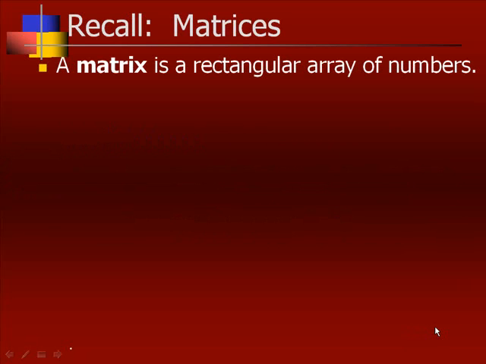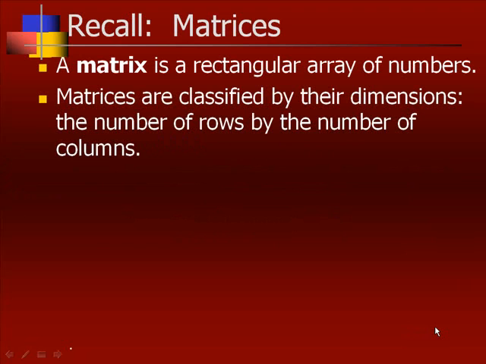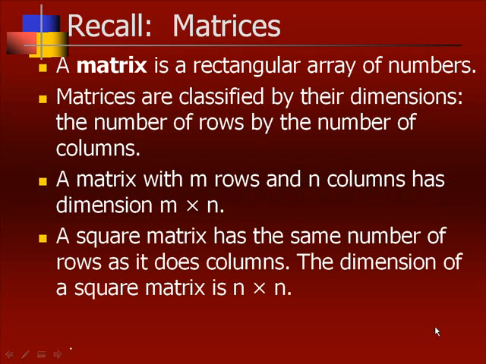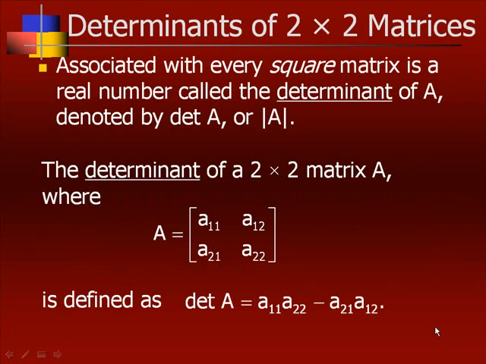Recall, a matrix is a rectangular array of numbers. Matrices are classified by their dimensions, the number of rows by the number of columns. A matrix with m rows and n columns has dimension m by n. A square matrix has the same number of rows as columns. The dimension of a square matrix is n by n. I know we've already gone over this, but we need these definitions for what's coming up next.